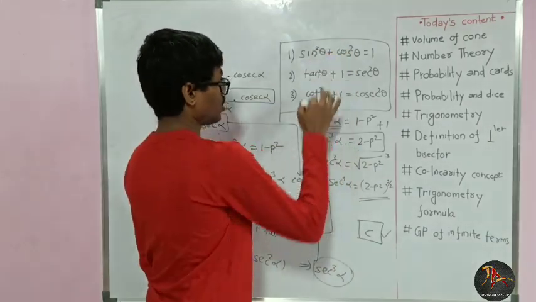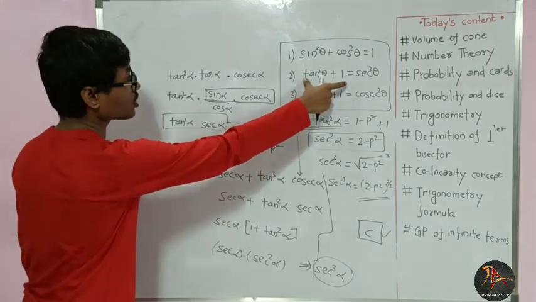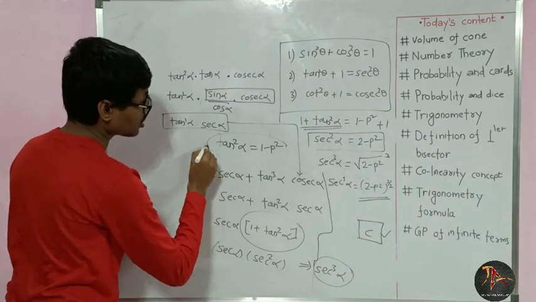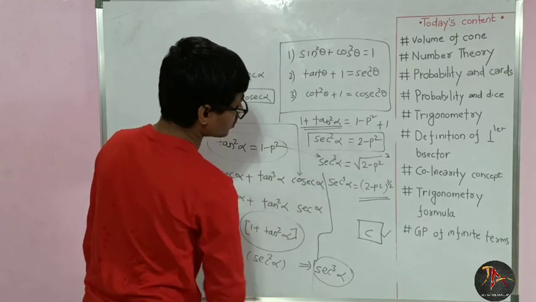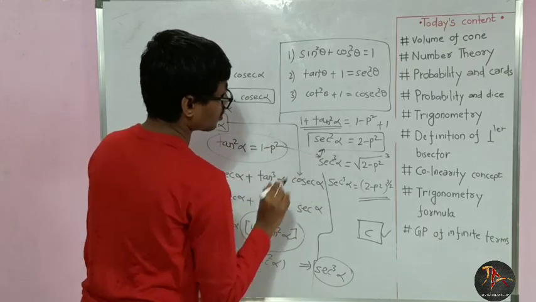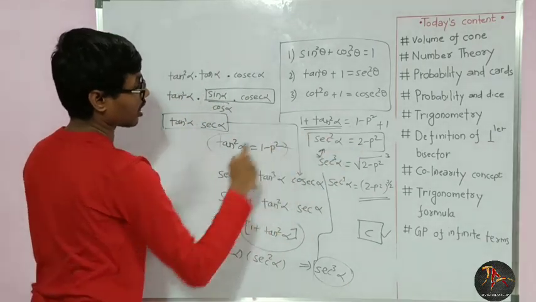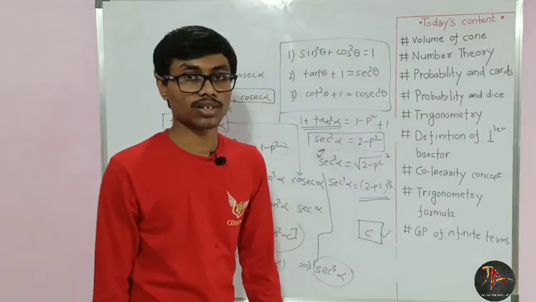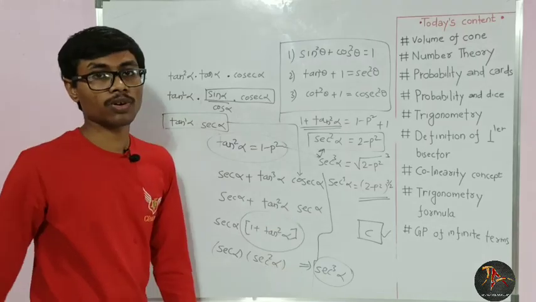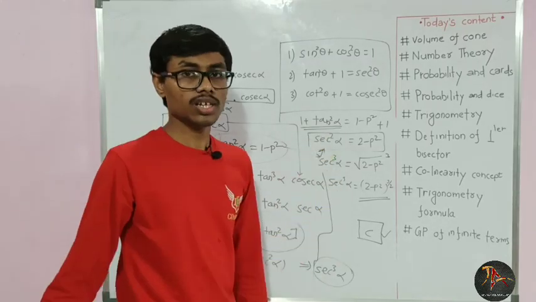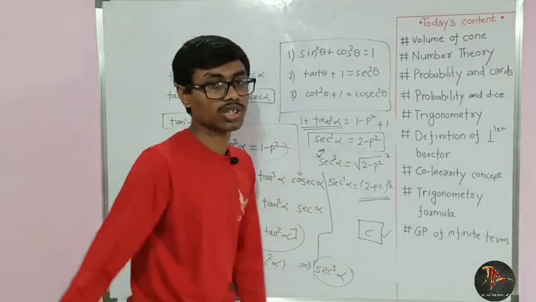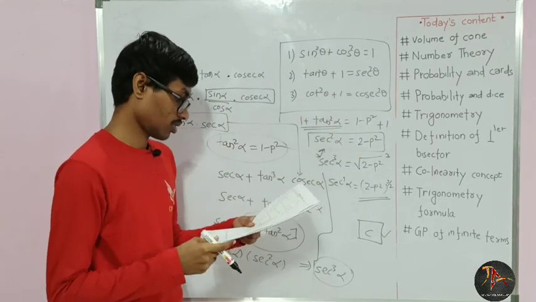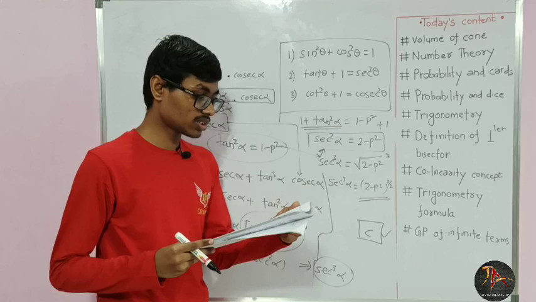Now you have seen that they have used the formula 1 time here and 1 time here to calculate secant square alpha. So these three formulae are very important in every question paper from entrance tests. In any entrance test, there will be 2 or 3 questions based on these three formulae. Now let us move towards the next question.